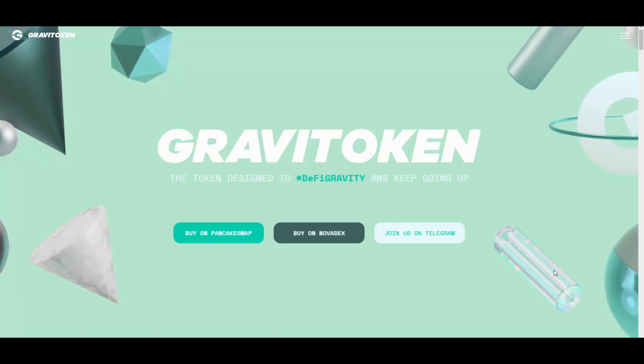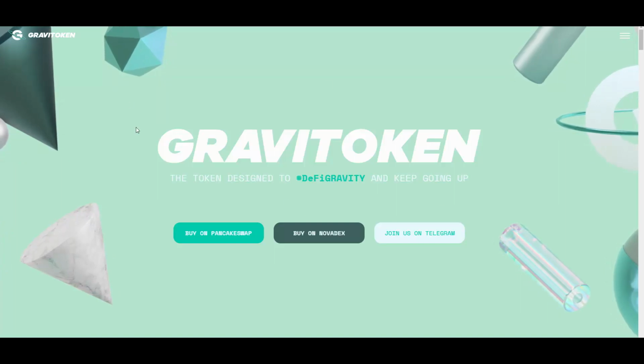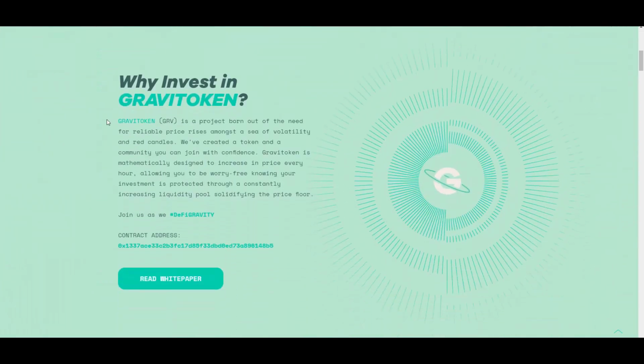So the token is available to be purchased on PancakeSwap and on Novadex, but obviously I will walk you through both of those exchanges in a second. So why invest in GraviToken? Well, that's quite a good question, and they also gave quite a nice response on that.